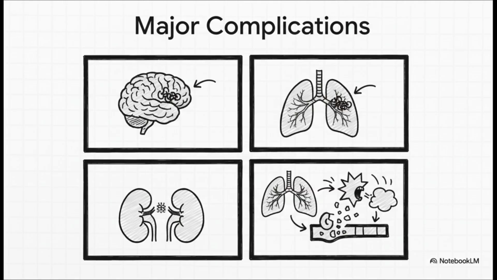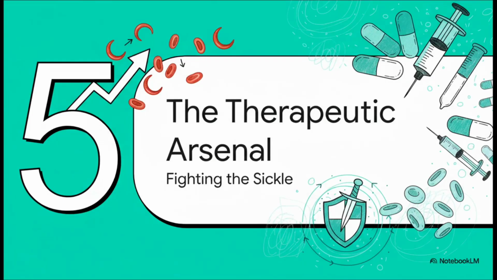Pulmonary hypertension is a bit different. It's actually driven more by hemolysis. All those destroyed cells release hemoglobin into the blood, which sucks up a molecule called nitric oxide. And since nitric oxide is what keeps blood vessels relaxed, losing it makes them constrict, causing dangerously high blood pressure in the lungs.